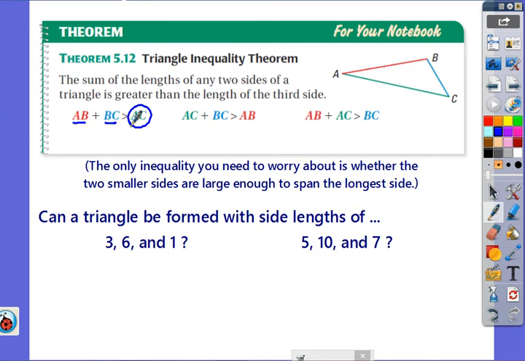To me, you really only have to show this once. They have all three of these inequalities shown. But if you can just find your longest one, that's really going to be enough for me.